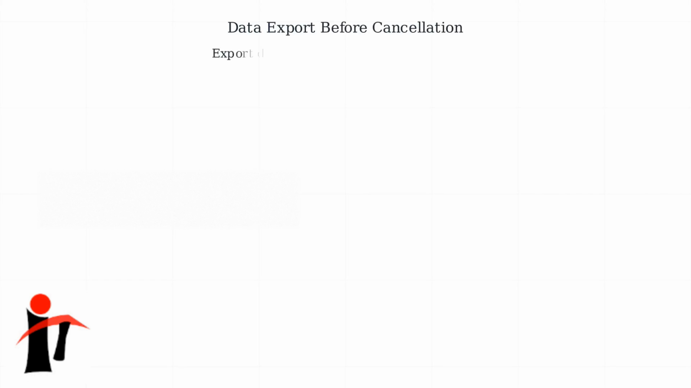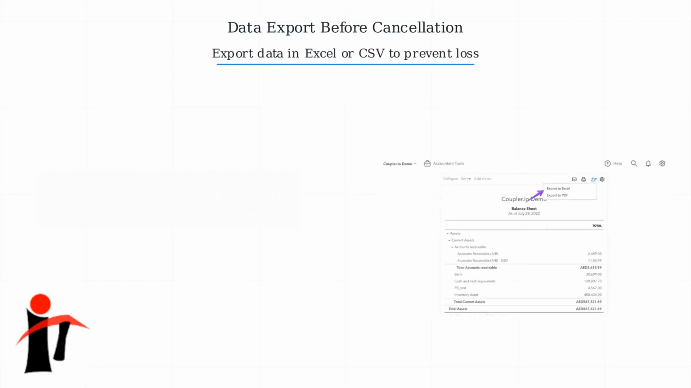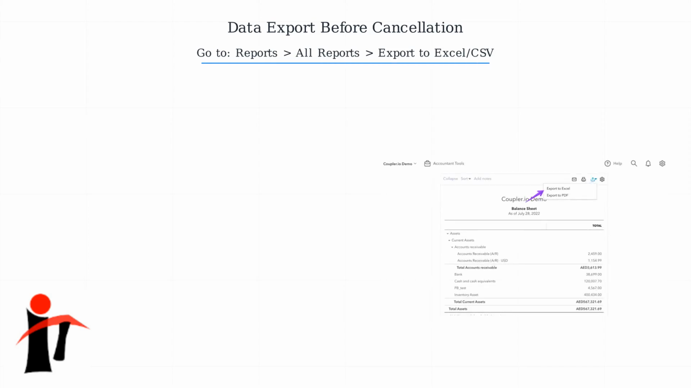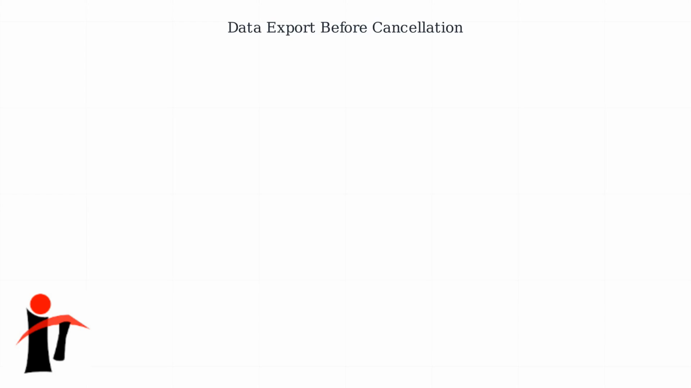Before canceling your QuickBooks Online subscription, it's crucial to export your data to avoid losing important financial information. QuickBooks provides options to export data in Excel or CSV formats. Navigate to Reports, then All Reports, and select Export to Excel or CSV. This gives you access to download your financial data.